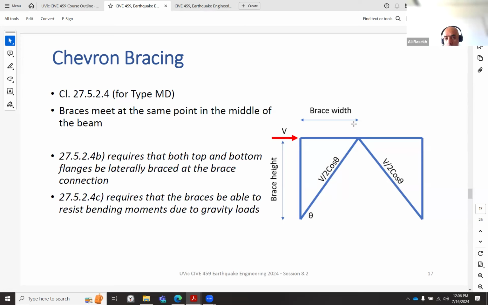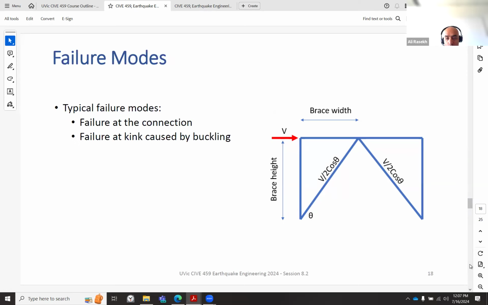Maybe it's inevitable. If you make a computer model, maybe you will see that some load is transferred here and here, some gravity load for the gravity only load case. In that case, they should be able to resist bending. They shouldn't buckle because of gravity. If they buckle, they should buckle because of basically seismic force.